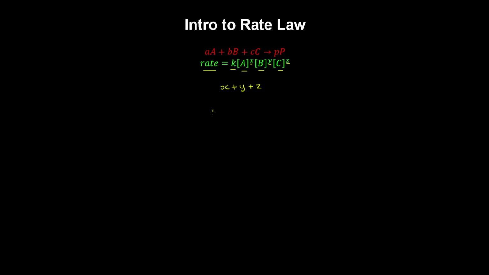Now the constant of proportionality k is the rate constant, and generally this is temperature dependent, and the units reflect the overall order of the reaction.